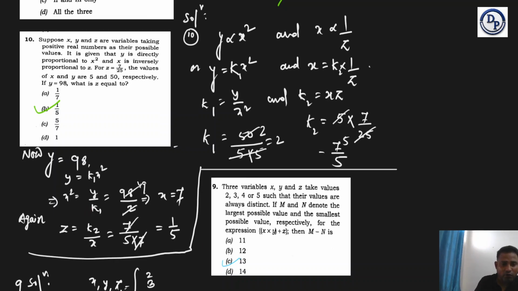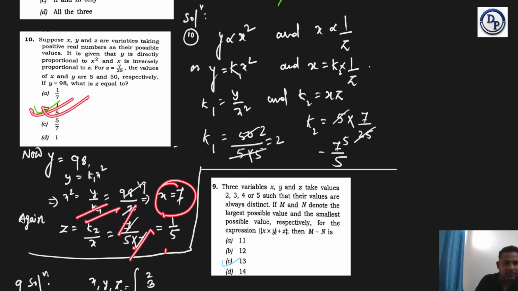Again, we know z equal to k2 by x. The k2 value we know is 7 by 5. So I have written 7 by 5 here, divided by the x value. The x value we got is 7 from here. This 7 and 7 get cancelled. 1 by 5. 1 by 5 is the correct answer. It's quite easy.